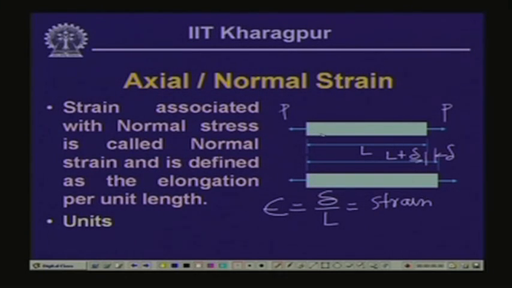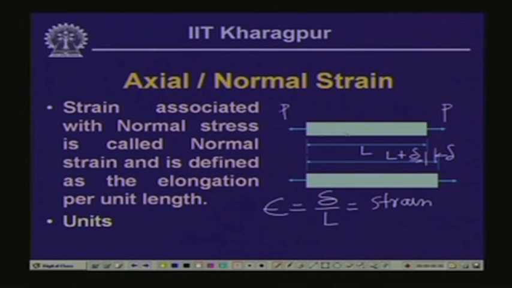Also, as we have looked into earlier, when a body is subjected to an axial force, we get a stress which we call normal stress, which is the stress normal to the cross section of the body. In line with that, we define the strain or the deformation along the axis as the axial strain, and to compare with the normal stress, we call this strain the normal strain. So, strain associated with normal stress is called the normal strain, and we define this as elongation per unit length.